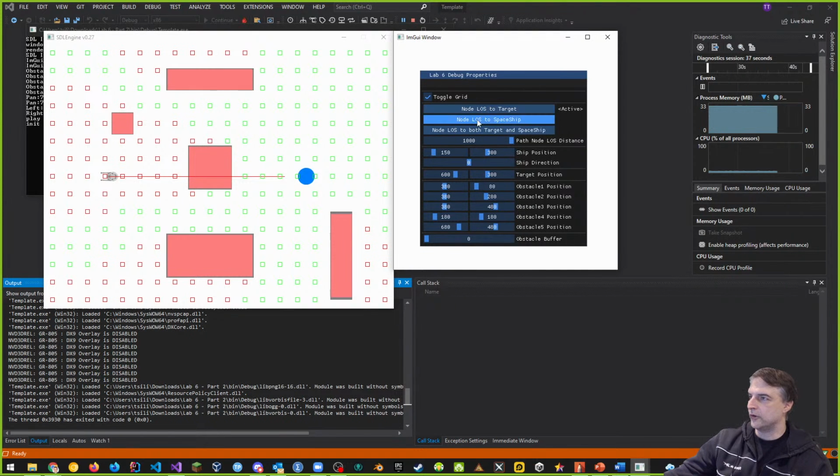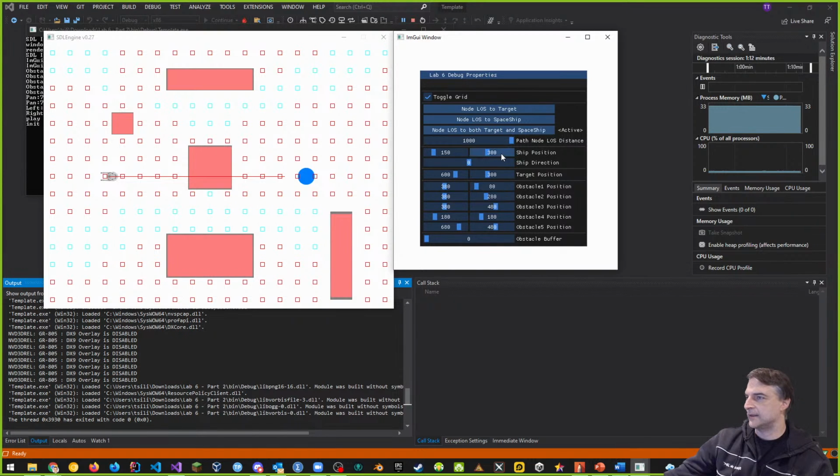I can also go node line of sight to the spaceship, and we've just used different colors here. We have a blue color. All the blue nodes have line of sight with the spaceship. Any blue node, you can draw a solid line from the blue node to the spaceship. That's the idea. If I can draw a line between the node and the spaceship with nothing else in between, I have line of sight. I can also do line of sight to both. Only these nodes here have line of sight to both the target and the spaceship. That's how it looks, and that's what we're going to be doing tomorrow as a bit of a brief.